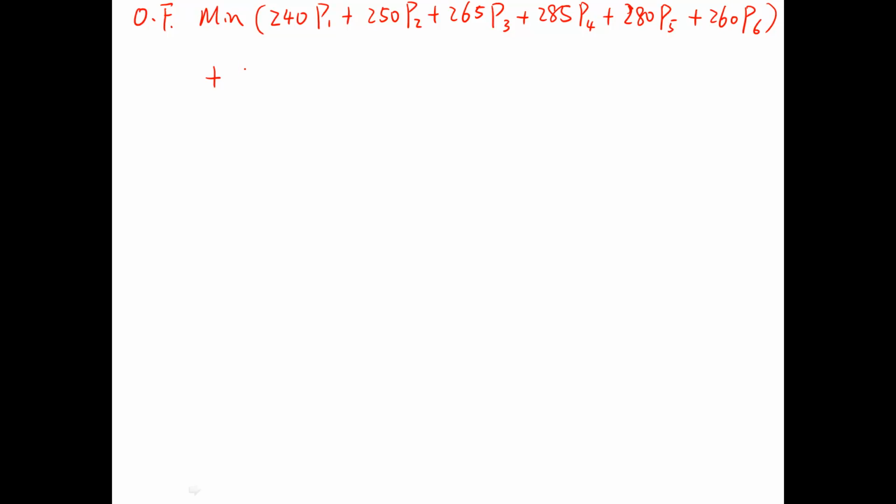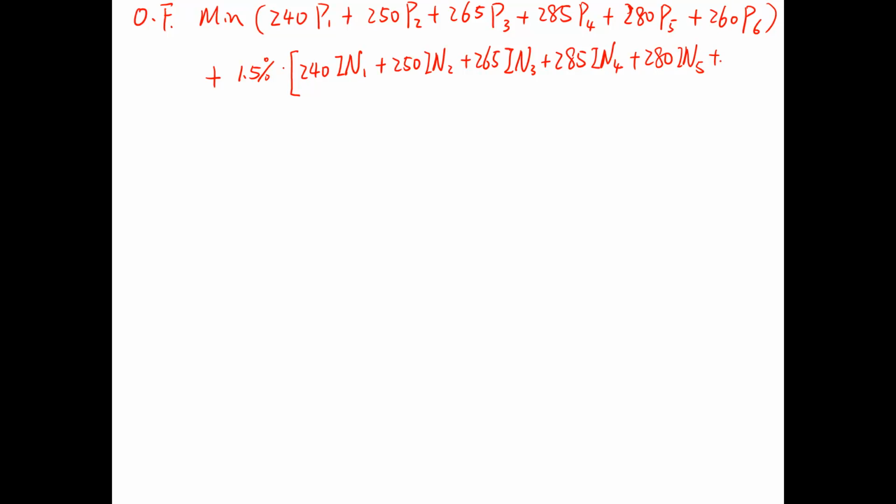because the inventory cost is just 1.5% of the unit cost, I'll put this 1.5% outside of the big parenthesis, so I don't have to write it for every month. So this is multiplied by 240 times the average inventory as I defined it, plus 250 IN2, plus, it's the same coefficient as above, so just change the P to IN. Plus 285, 280, plus 260.